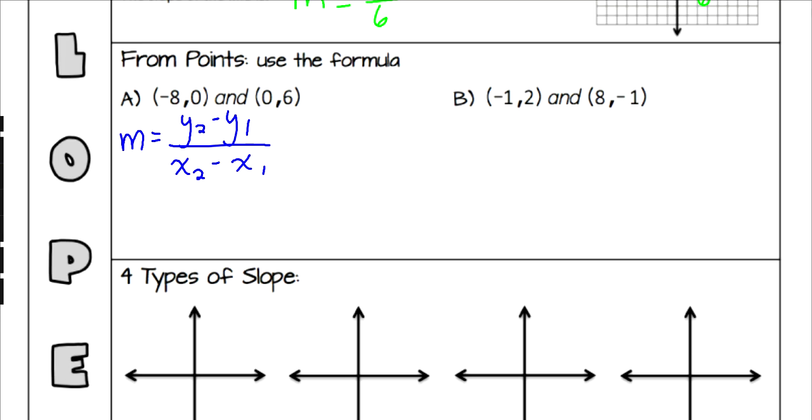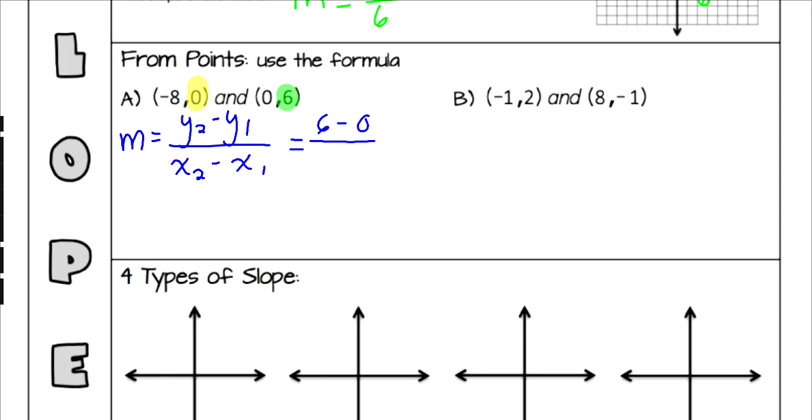So when I'm looking at these 2 coordinate pairs that I'm given, we're going to say that y2 is going to be our second y value that we're given. So that would be that guy right there, the 6. So I am going to say that y2 is 6. And then y1 would obviously be our other y coordinate. So that would be the 0. So in my formula, I'd have 6 minus 0, y2 minus y1. And then I'm going to divide that.